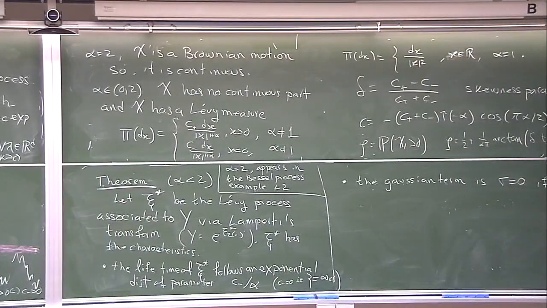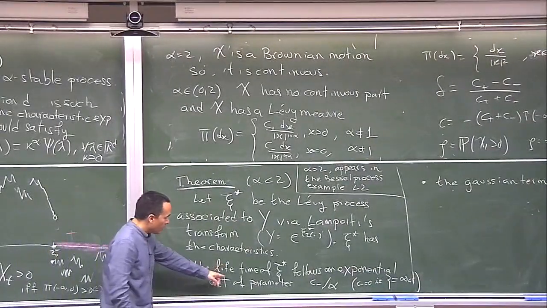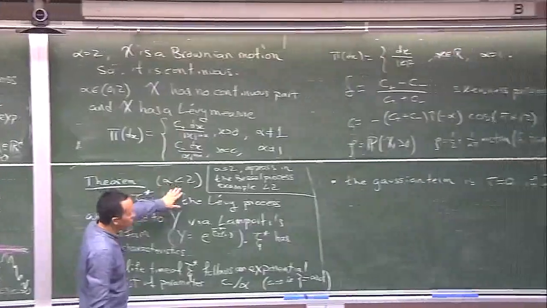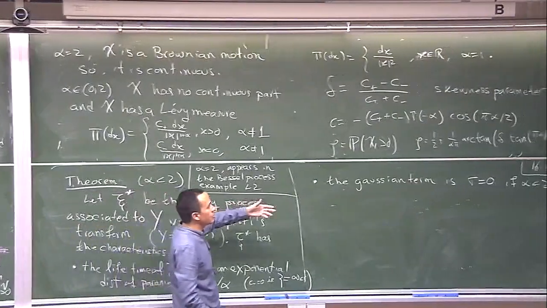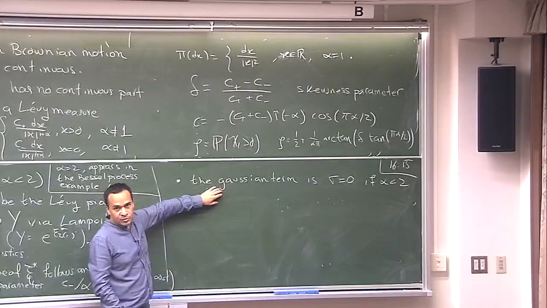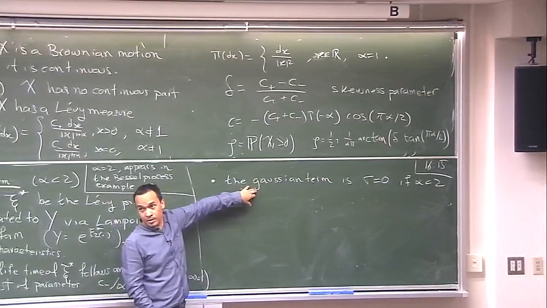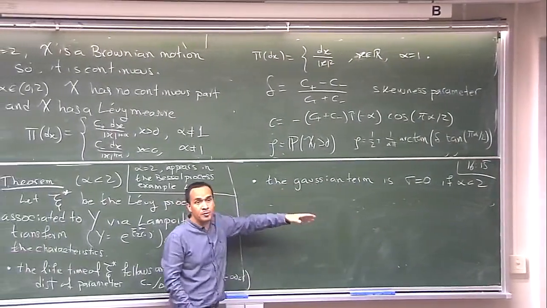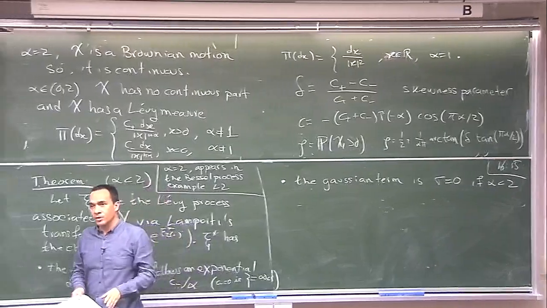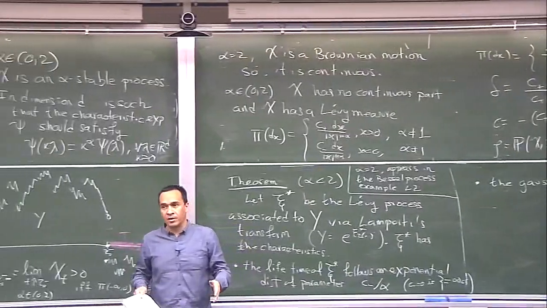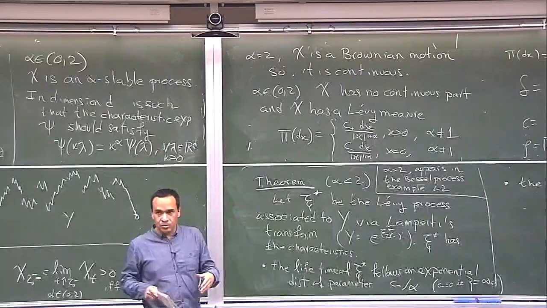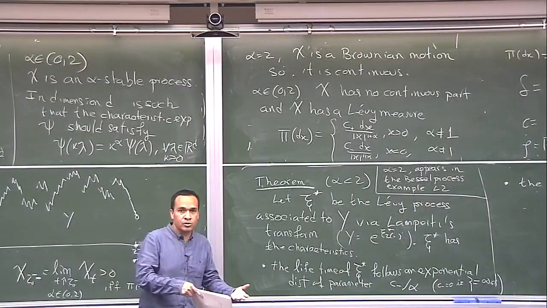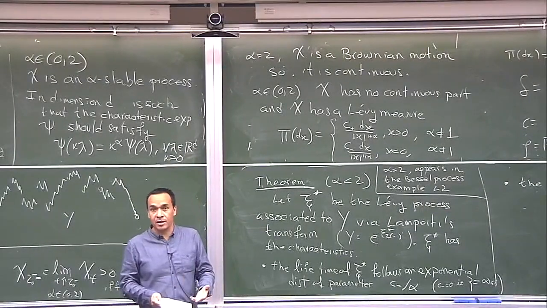Okay. So this theorem is for alpha smaller than 2. When alpha is smaller than 2, there is no continuous part. There is no continuous part in the Lévy process that is behind this stable process because of the Lamperti transformation. Remember, the Lamperti transformation does not change the path. So I'm not adding discontinuities or continuities by making a time change.